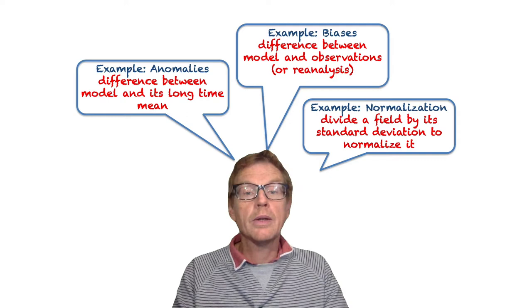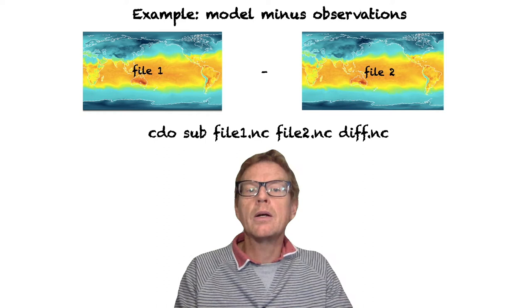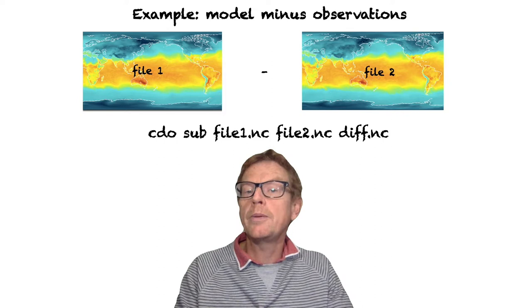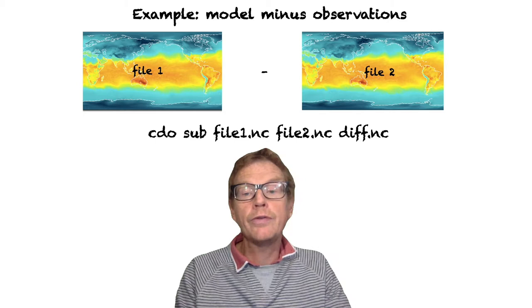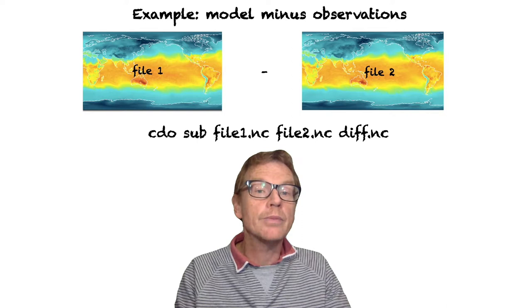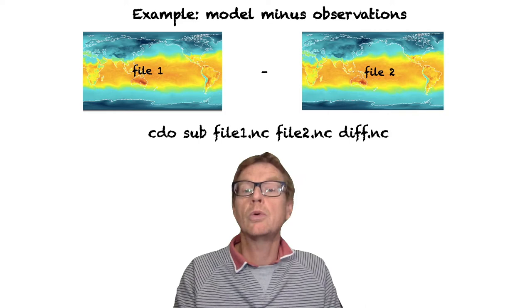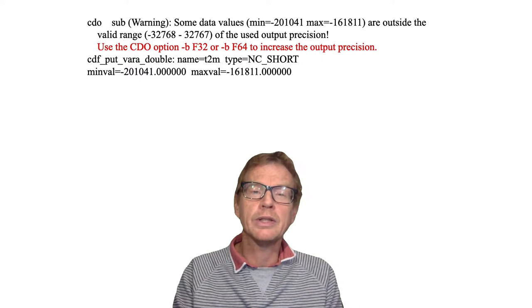Now, one example is the bias. This is very simple. We need to use CDO sub, and then file one, file two, and the difference. Notice that in contrast to many previous commands that we've seen in CDO, we now need to have two input file names, file one and file two. If we provide only one input file name, then CDO will throw an error because it's expecting two input file names. Sometimes when we do this, you'll see this error.